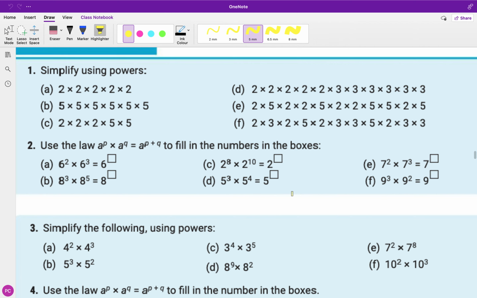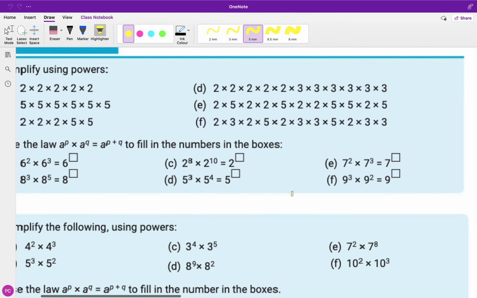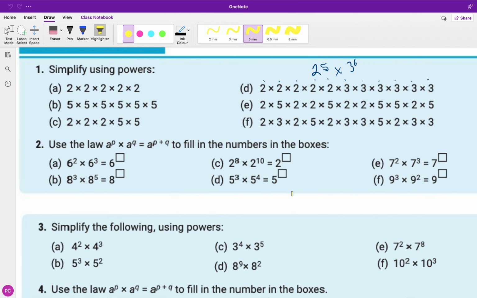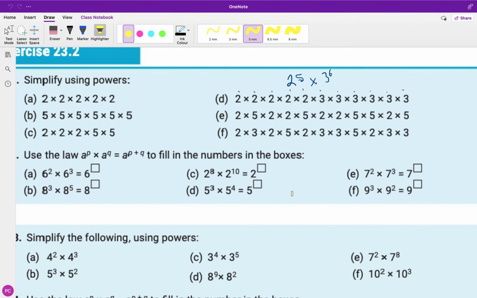Okay, so I'll just go through one or two. These question 1s were all about simplifying the powers. If I look at D, for example, how many 2's have I got? I have 1, 2, 3, 4, 5. So I have 5 2's, so it's going to be 2 to the power of 5. That shouldn't be 25, it should be 2 to the power of 5. Multiplied by how many 3's have I got? 1, 2, 3, 4, 5, 6. So I have 3 to the power of 6, and you can multiply that out in your calculator. Does it ask you to? No, it doesn't. It just says simplify. So 2 to the power of 5 by 3 to the power of 6.